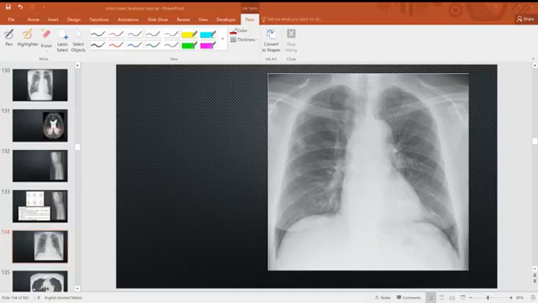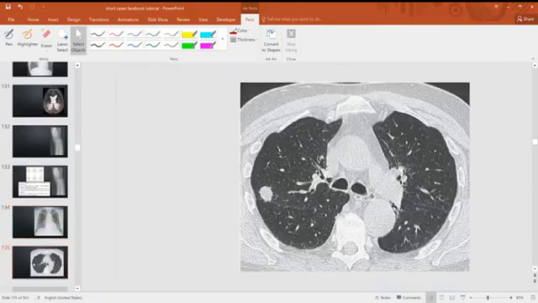Someone wrote spiculated nodule in the upper lobe. Okay, someone wrote spiculated, peripheral location. CT is advised. We have some irregularity of that nodule, and the next step is that we want to do a CT scan for this patient.